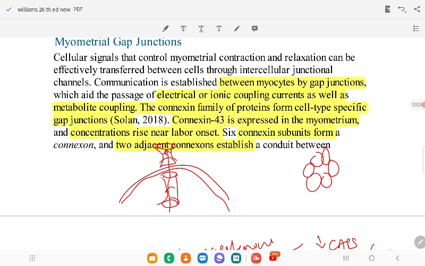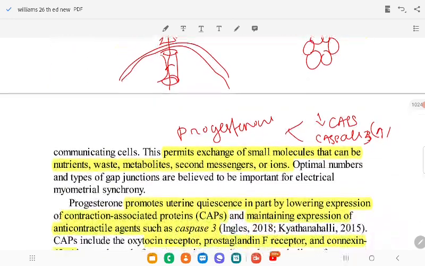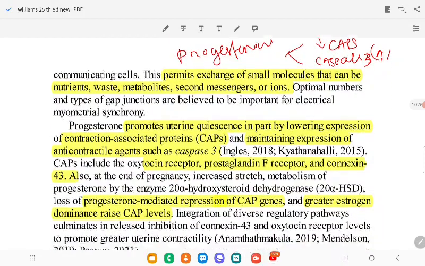The connexin family of proteins forms cell-type-specific gap junctions. Connexin 43 is expressed in the myometrium, and its concentration rises near labor onset. Six connexin subunits form a connexon. Two adjacent connexons establish a conduit between the communicating cells. This permits exchange of small molecules such as nutrients, waste, metabolites, second messengers, or ions.